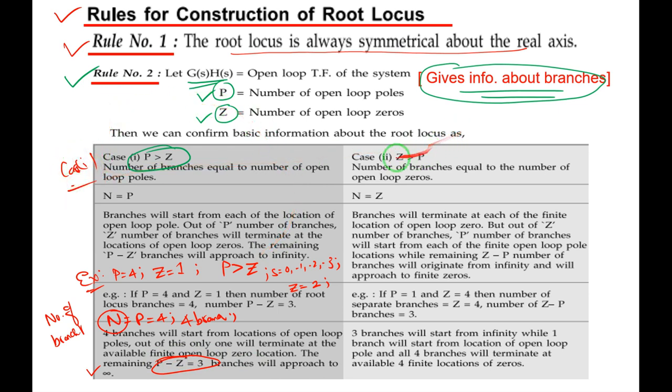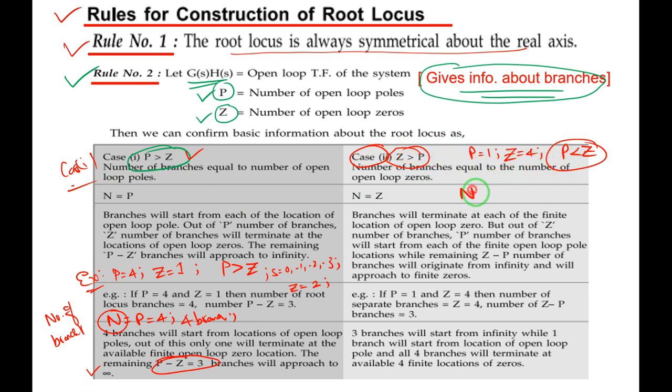Next we'll take case 2 here. Case 2 means, let me take an example: p is, for example, 1, z is 4. Here p is less than z, right? The first condition is p is greater than z, that we have seen. The second condition is p is less than z, or z is greater than p, one and the same, right?